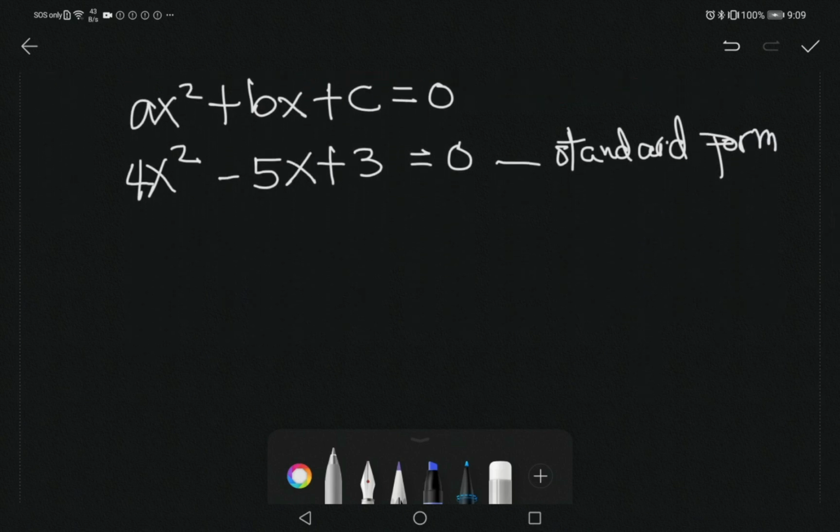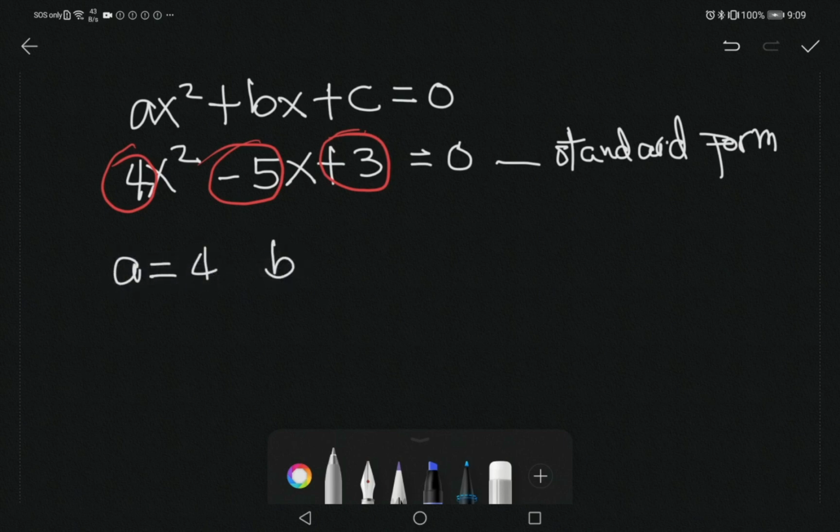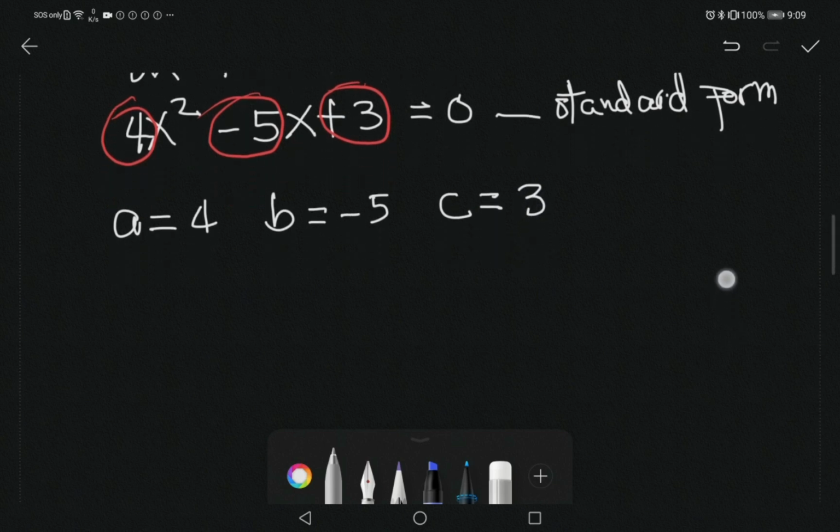Sunod, we will identify the values for a, b, and c. So, mao ni siya ang a, mao ni siya ang b, mao ni siya ang c. So, a equals 4, b equals -5, and c equals +3.